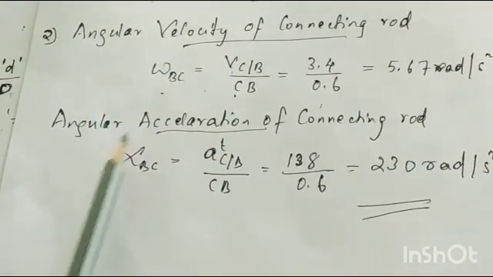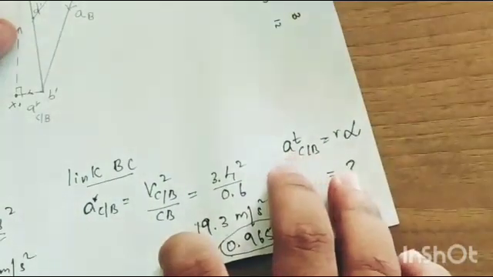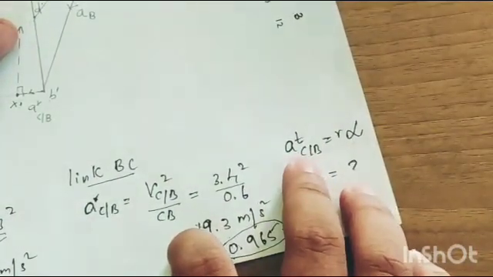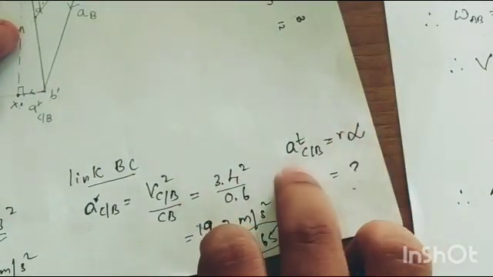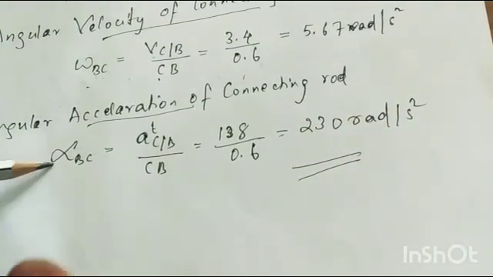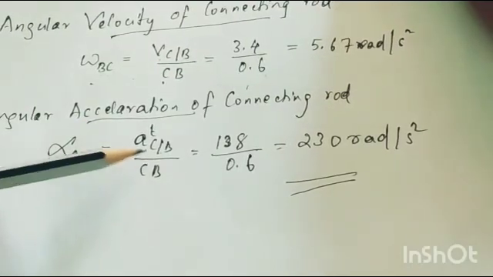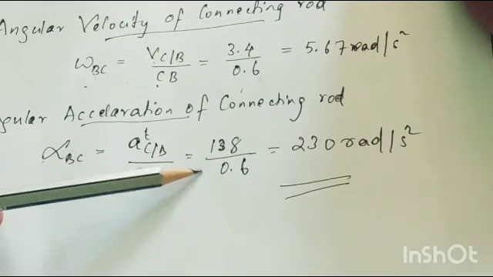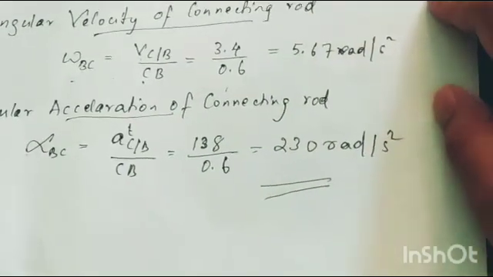Similarly, angular acceleration of the connecting rod. What is the formula for this? You can see here, we have already written it. The tangential acceleration of the connecting rod is equal to link length into angular acceleration. So angular acceleration is this value divided by the link length. The angular acceleration is equal to the tangential component divided by its link length. The tangential component we have already got, 138, divided by 0.6. You get 230 radian per second square. So this is the final value which we require.